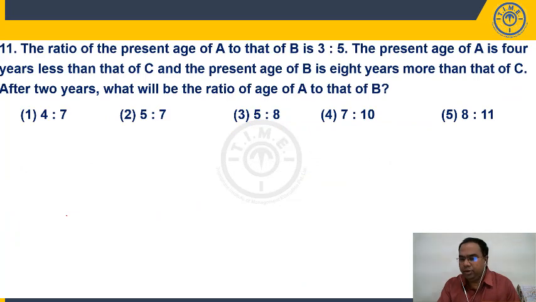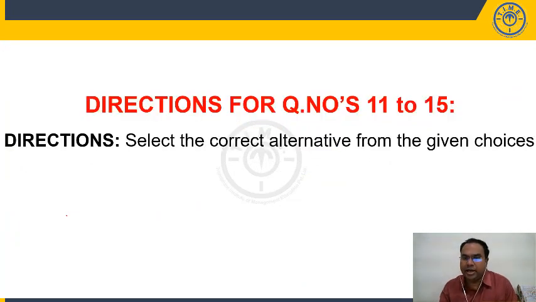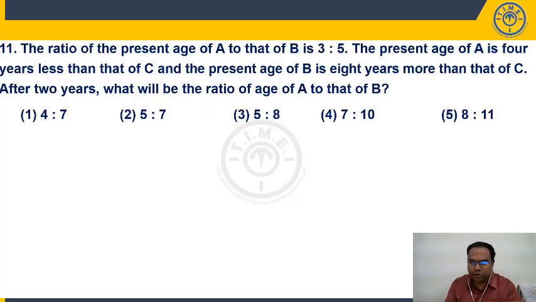Directions for 11 to 15. Select the correct alternative from the given choices. These are individual questions. Let us take up question number 11, students. The ratio of percentage of A to that of B is 3:5. Okay. Percentage of A is 4 years less than C and percentage of B is 8 years more than C. After 2 years, what will be the ratio of A to B?